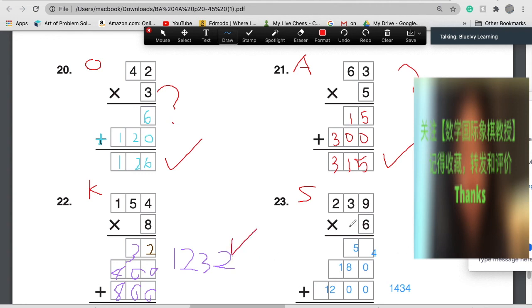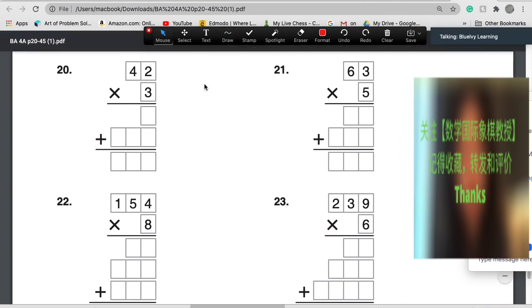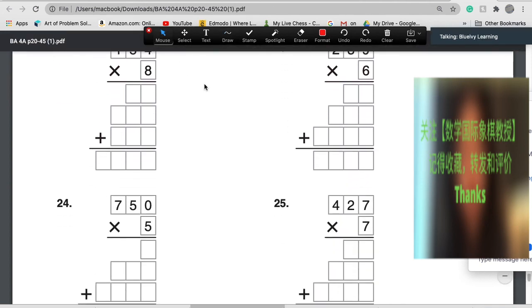So Winston, how about Samuel's result? What is the Samuel's result? Should be 6 times 9, that's 54. Then 6 times 3, that's 180. Then 6 times 2, that's 1200. Yeah, so you mean the Samuel's result also right. Very good, very good. Winston, you do very good job. You do the 4 person's work.